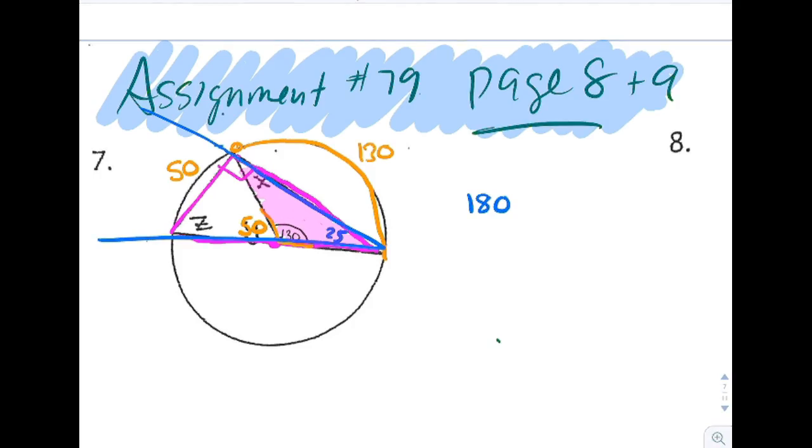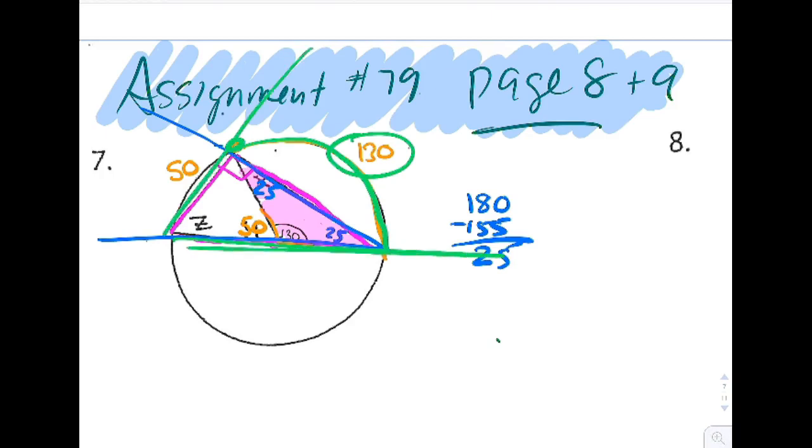So 130 and 25 is 155. So that leaves us an angle of 25 right there. Turned out it was isosceles. So we know that one now. Okay, now let's look at this 130. That's from here all the way to here. So if we look at where that 130 came from, this would be half, so that's 65. And now we know everything that it asked us to find.